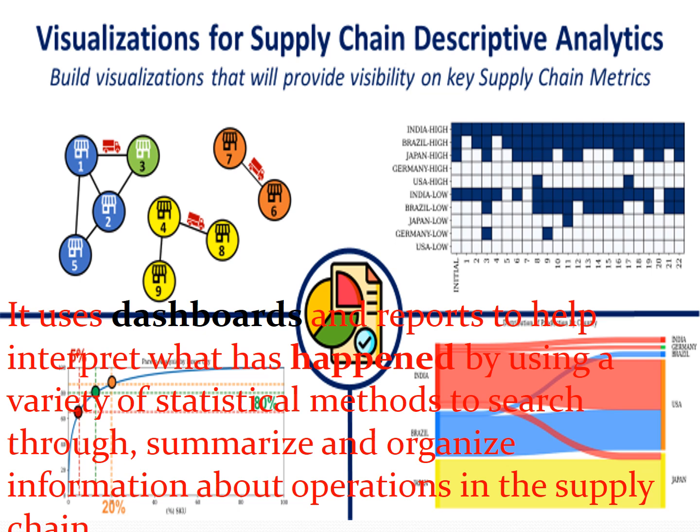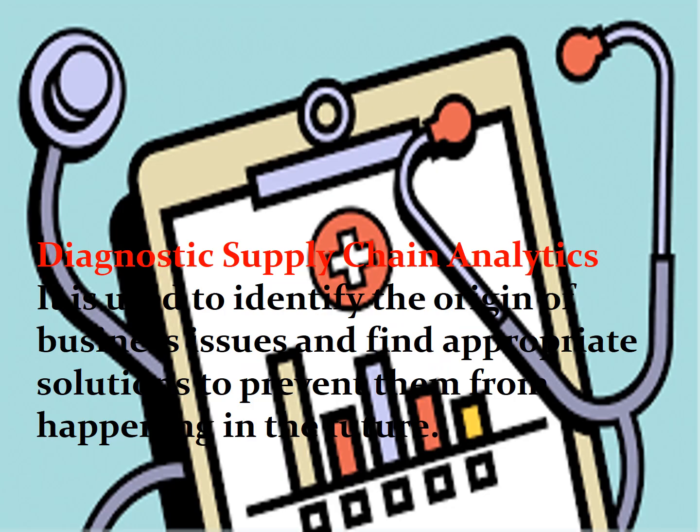So now let's start with the first one, which is descriptive supply chain analytics. It uses dashboards and reports to help interpret what has happened in the past. It often involves using a variety of statistical methods to search through summarized and organized information about operations in the supply chain. This can be useful in answering questions like how have inventory levels changed over the last months, or what is the return on invested capital.